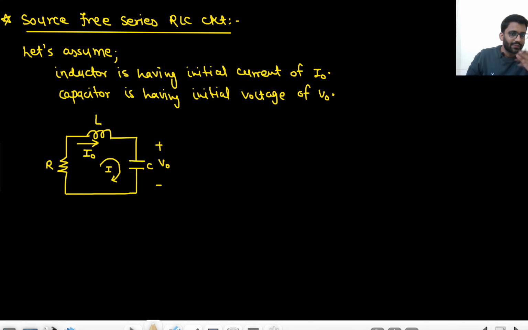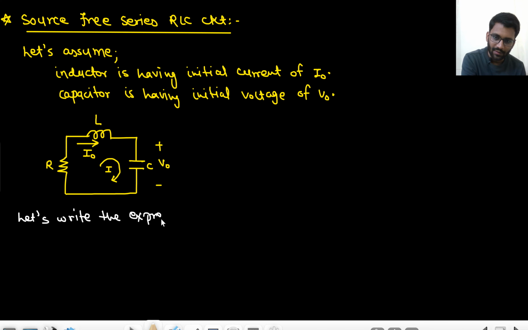Okay, so now first we will be studying the source free RLC circuit. That means there is no source involved. There are initial conditions. The inductor has an initial current of I naught, the capacitor has an initial voltage of V naught. So let's write the equation for I. You can write the equation for VC(t), VL(t), VR(t), IL(t), IR(t), any component, any voltage or any quantity. Understood? So let's write the expression for current.